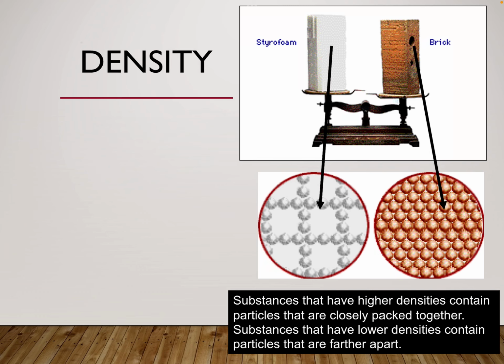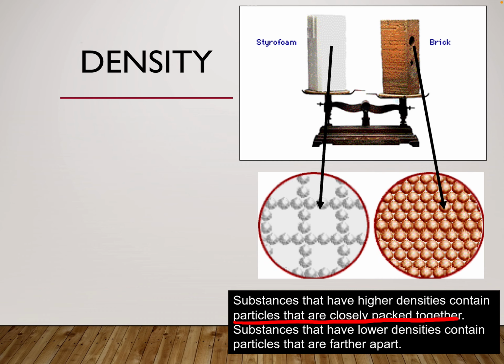We've talked about the fact that density is a ratio of mass to volume, but what does that really mean? Essentially, substances that have a really high density have particles that are closely packed together. So like a brick, right? If we think about a brick and a styrofoam, same size, which one is heavier? A brick would be way harder to pick up than a piece of styrofoam.